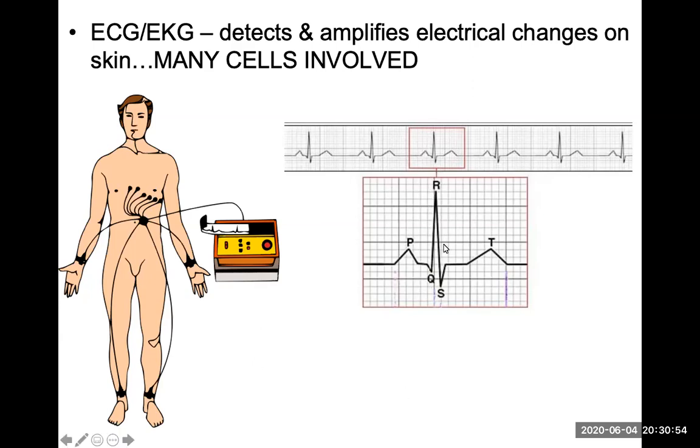The QRS complex refers to the depolarization of the ventricles. So the electrical signal travels from the atria to the ventricles, leading to ventricular contraction. And then the T wave refers to repolarization of the ventricles, which means that they go back to their normal or resting state. So this is an ECG reading, and that is what the P wave, QRS complex, and T wave stand for.